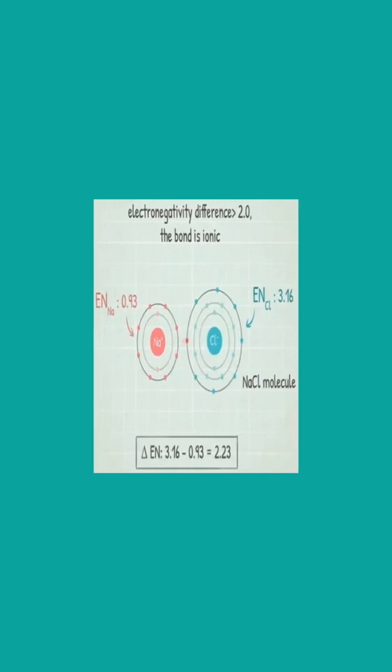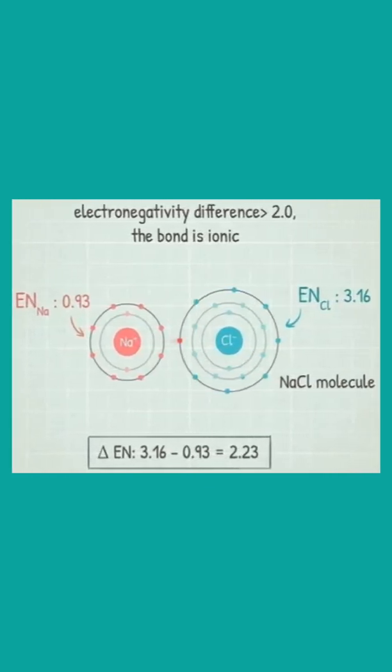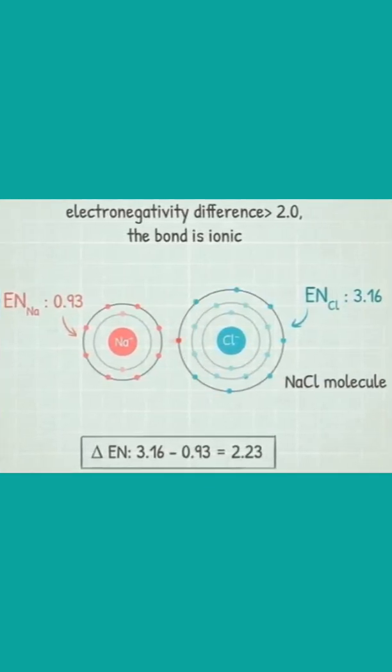So, after sharing with you the lessons that I've learned about chemical bonding, let me give some examples of ionic, polar covalent, and nonpolar covalent bonding for you to fully understand it. For ionic bonding, let's have sodium chloride. Sodium is a metal, while chlorine is a nonmetal.